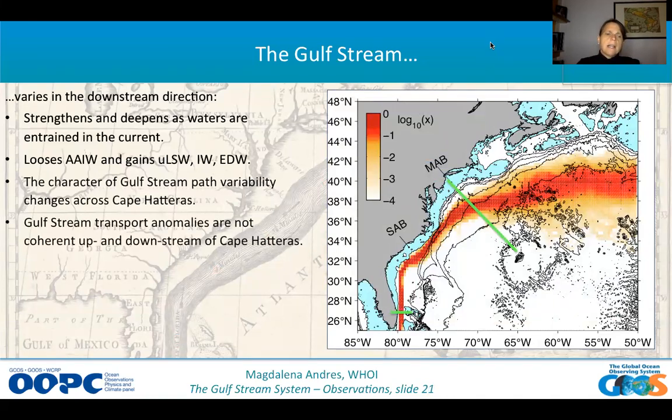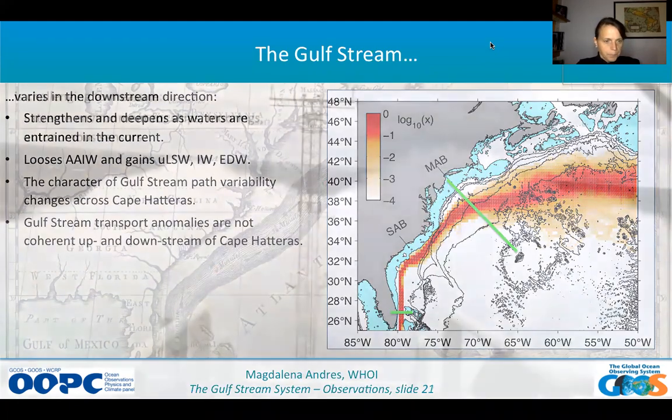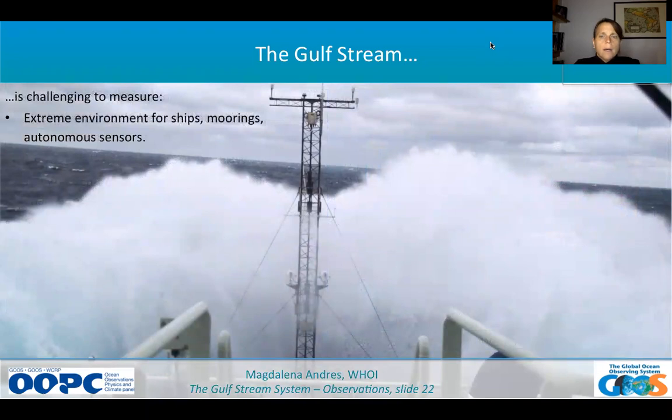In addition, it has been noted from observations that Gulf Stream transport anomalies are not coherent up and downstream of Cape Hatteras. Transports as measured in the Florida Straits compared with those as measured between New Jersey and Bermuda do not covary with one another.